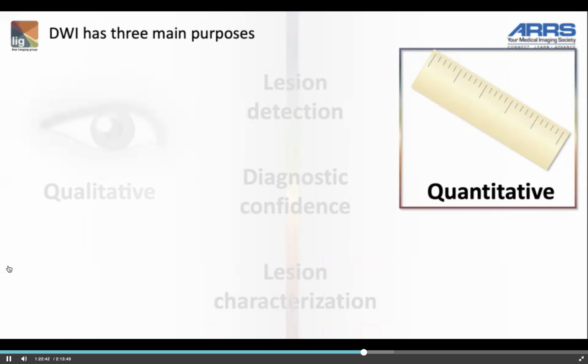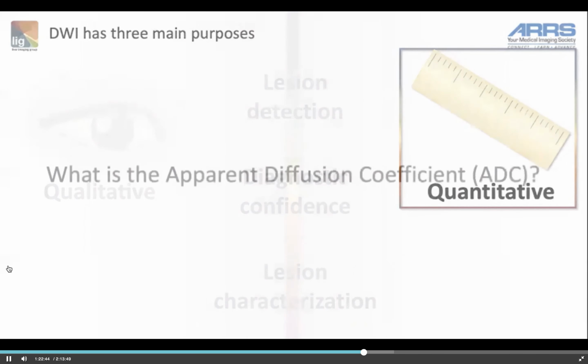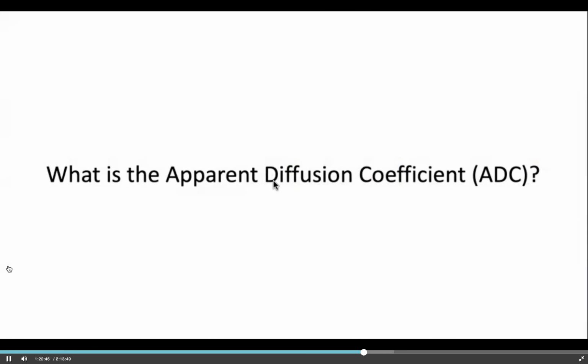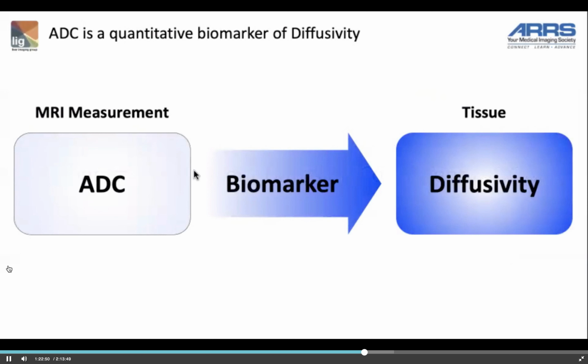Let's just spend a minute or so on quantitative imaging and ask, what is the apparent diffusion coefficient? The apparent diffusion coefficient is an MRI measurement that attempts to approximate or measure or estimate the true diffusivity of the tissue. It is a biomarker.